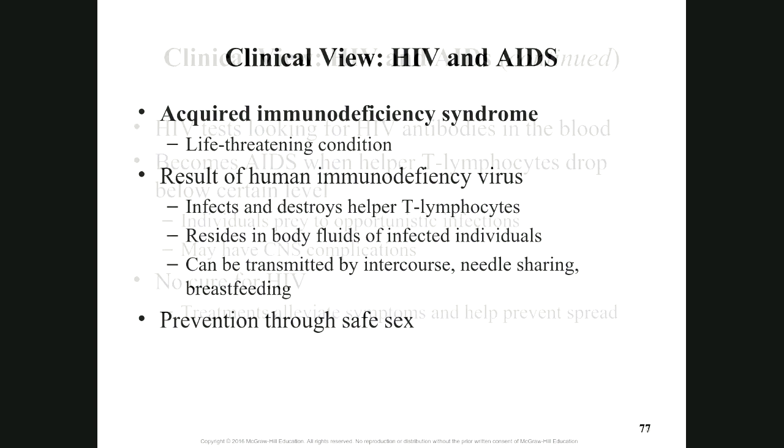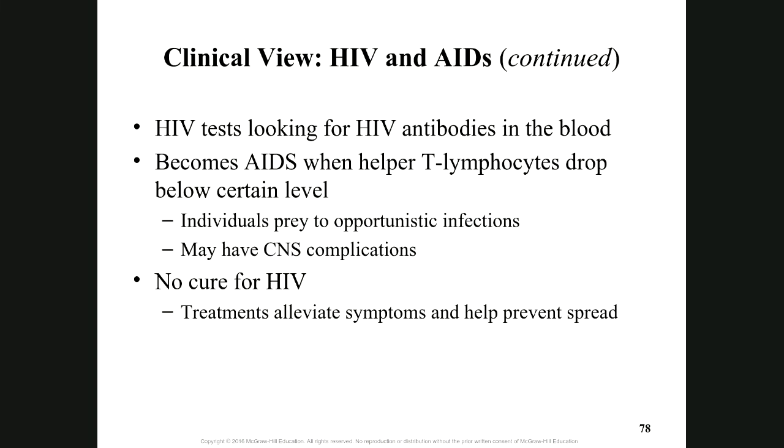And the HIV test looks for HIV antibodies in the blood. HIV becomes AIDS when the number of T helper cells in our blood drops to a certain level, and individuals fall prey to opportunistic infections and may have many CNS complications. We don't have any specific treatment for HIV, and we can only prevent the spread of this virus.